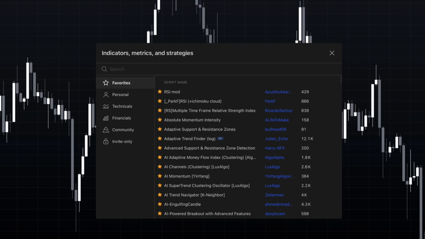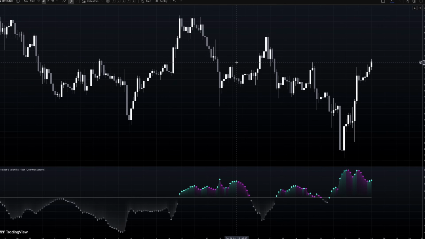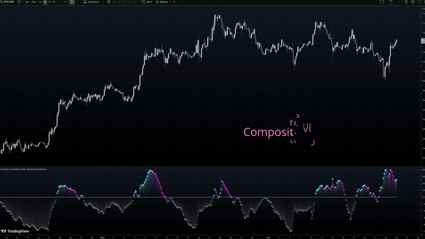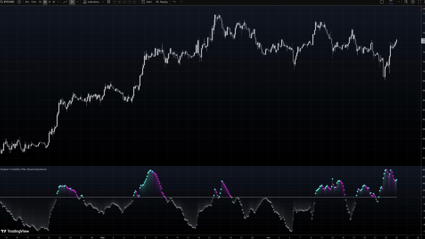Scalper's Volatility Filter. Created by QuantraSystems, this indicator combines three distinct volatility measurements into a unified signal system designed for short-term trading environments. The indicator merges a modified Damiani voltmeter, average directional index calculations, and linear regression dispersion analysis to create a composite volatility assessment tool.